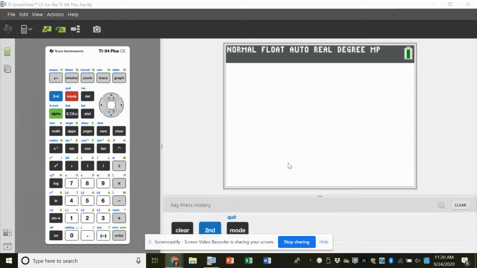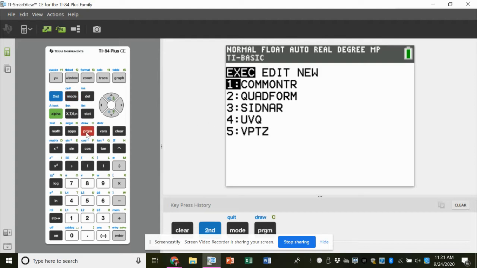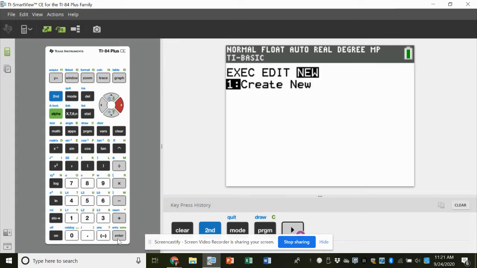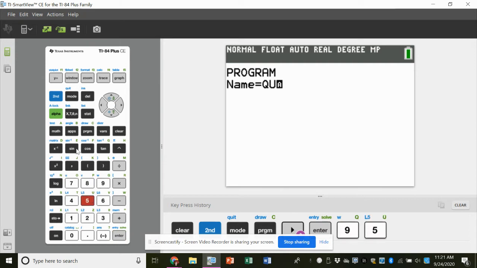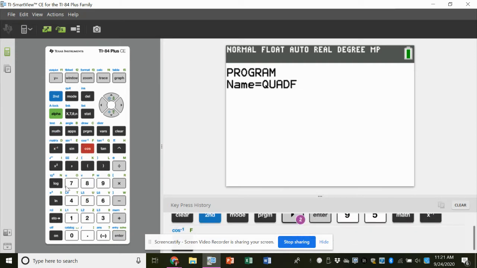Hi friends, today I'm going to teach you how to write a program in your calculator that will solve the quadratic formula for you. So to create programs, we click on the program button. We're going to arrow over to new and hit enter to create new. We need to give it some kind of a name that's going to help us remember. So I usually call it QUADFORM for the quadratic formula and hit enter.